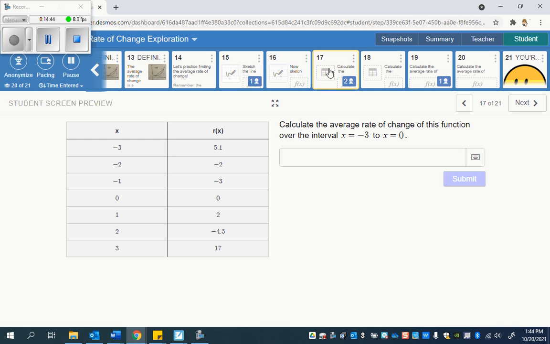Slide 17. Okay, so when it's asking me to calculate the rate of change of this function over the interval, if I know that an input of -3 gives me an output of 5.1, and I know that an input of 0 gives me an output of 0, when I'm looking at my average rate of change, my change in my y's is this minus this, or 5.1. My change in my x's is this minus this, or -3. So if I divided that out, that would be my average rate of change. Any other questions on the decimals?